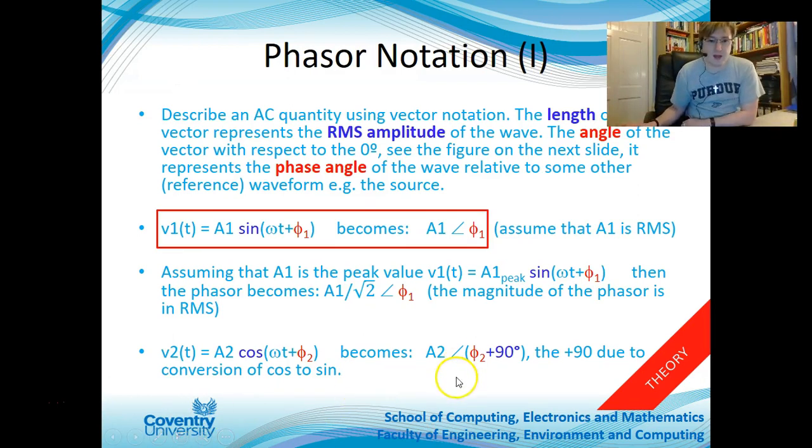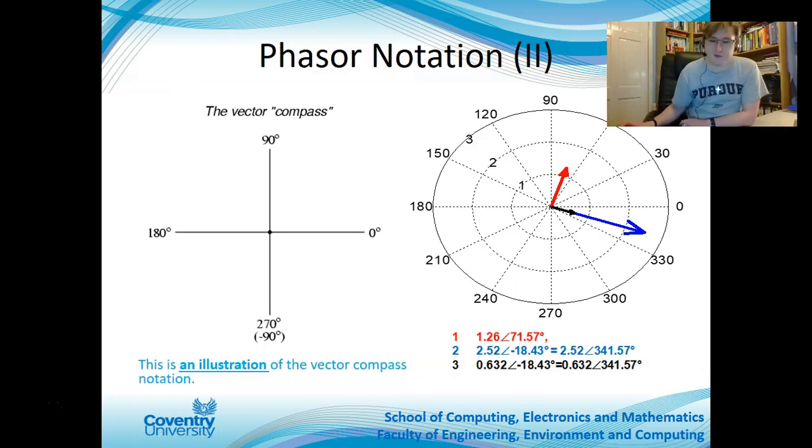As I said before, we take the magnitude and the phase, and we write it like that. So here we have A1 at the phase angle of φ1. The length of the vector represents the RMS amplitude, and the angle of the vector represents the phase angle. So that's how we will draw it, again assuming that A1 is an RMS value. That's important because if you want to draw them on here, you need to know the length of the phasor and the angle at which it points.